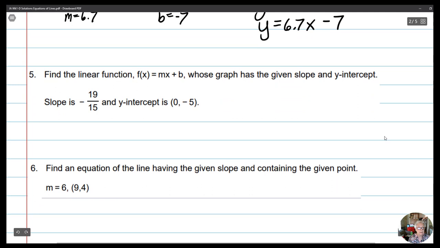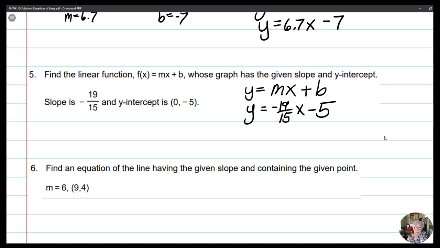And this one is like that. Okay, we're going to have y equals mx plus b. y equals negative 19 fifteenths x minus 5. That's all there is to that. Those three were the kind of problems we call gimmies, because they're giving you the answers. Anytime you have a zero in the x position of a point, the other number is your y-intercept. Well, actually, 0, negative 5 is the y-intercept, but negative 5 is the b number. That's what I meant to say.